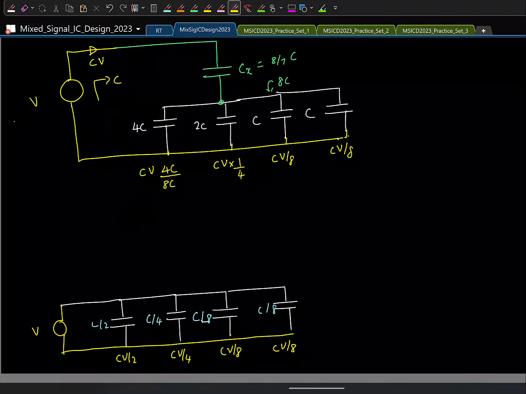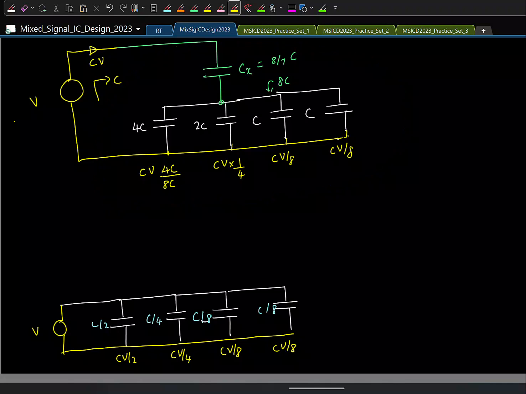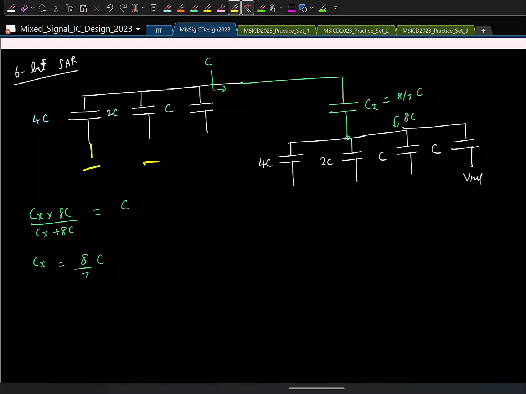The bottom line is, instead of using these where I had to use small capacitors, I can instead use this arrangement. If you are still not convinced, you can work out the voltages when we switch each capacitor to ground. I'll give that as an exercise, so that you will find that this is indeed working as a 6-bit SAR, generating the required reference voltages.